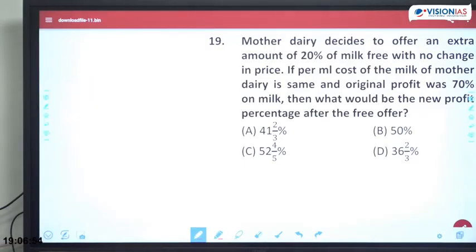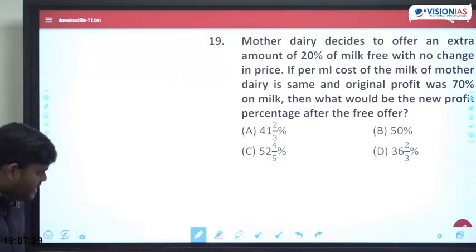I'm just giving you a hint. Think about 1 liter, that means 1000 ml. Think about 1000 ml of milk, and then you can do whatever the question is saying. Some are saying C, some are saying D. Okay, let's solve this question.